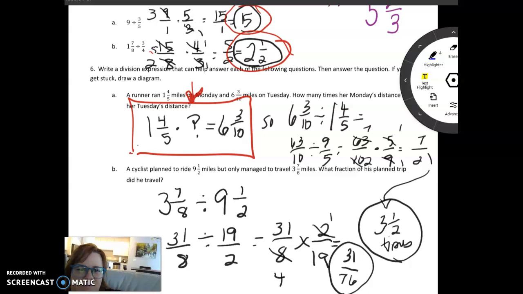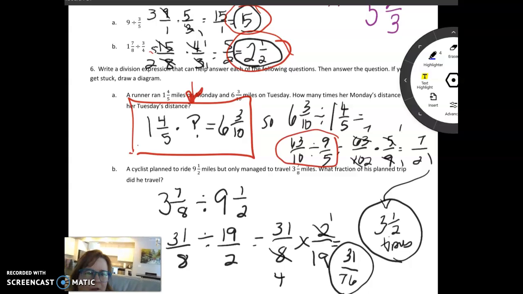Well, to figure out what that question mark is, I'm going to take 6 3/10 and divide that by 1 4/5. Both of these are mixed numbers, so we have to turn those into improper fractions first. 6 3/10 is also 63/10 in improper fraction, and 1 4/5 is 9/5. So our problem is 63/10 divided by 9/5. Remember, we're going to change it to multiplication by the reciprocal, so 63/10 stays the same, but now I'm going to multiply that by 5/9.